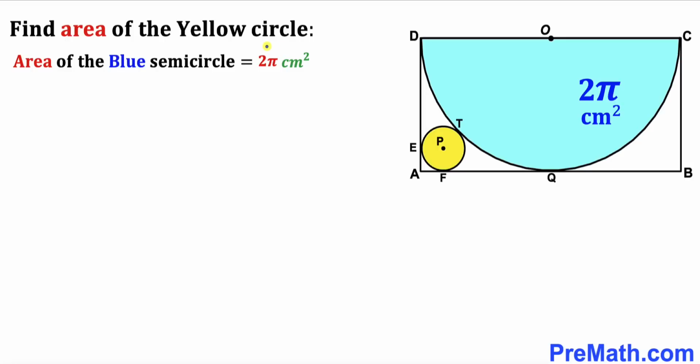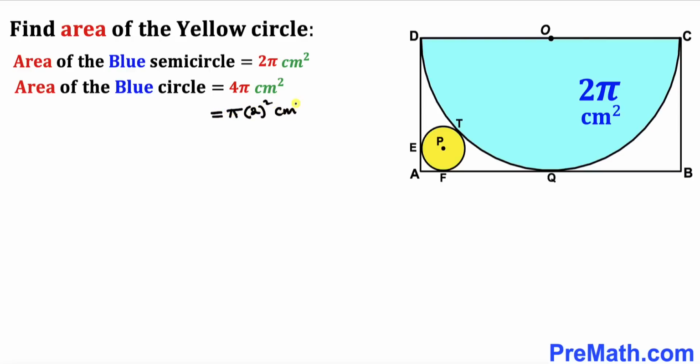Now we know that the area of this blue semicircle is 2 pi centimeter square. So the area of the full circle is going to be 4 times pi. And now let's go ahead and tweak this 4. 4 could be written as 2 square. So therefore the area of this whole circle could be written as pi times 2 whole square centimeter square.